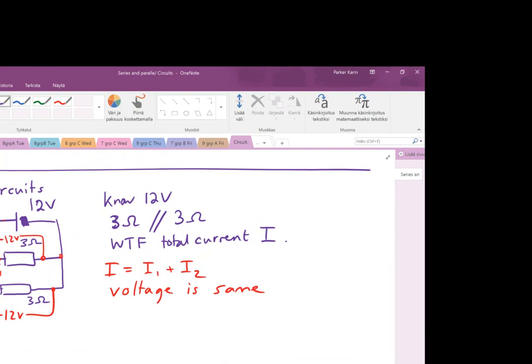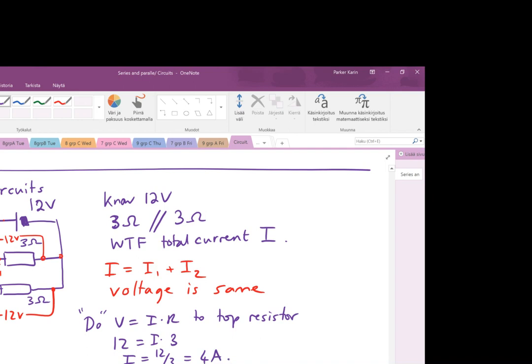So do V equals IR to the top resistor, because we know it's got 12 volts across it. We know it's 3 ohms. We don't know what the current is. So 12 is equal to the current times 3. I is equal to 12 over 3, which gives us 4 amps.